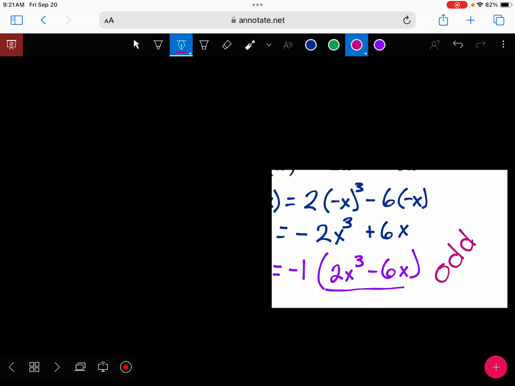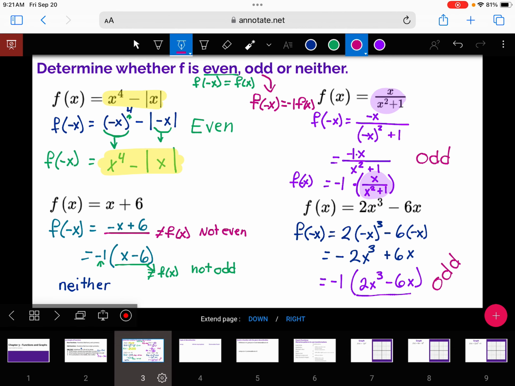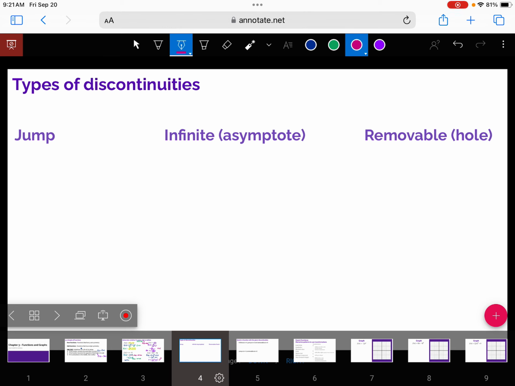Questions on these ones? Okay. Because we're going to go through something we haven't seen since Algebra 2. To be fair, that happens frequently. But we're going to talk about some discontinuities.